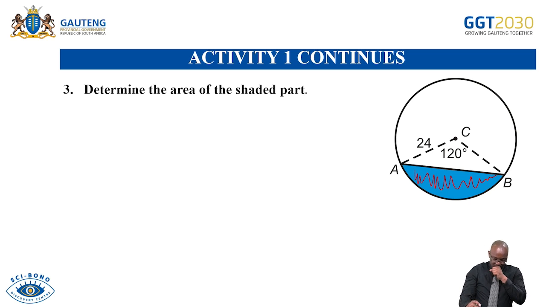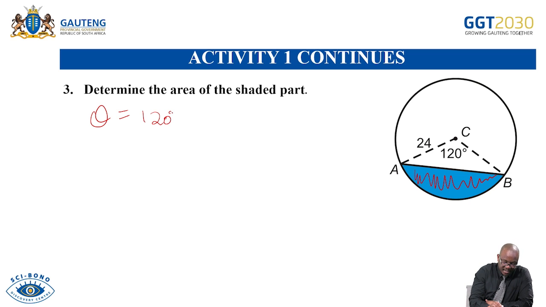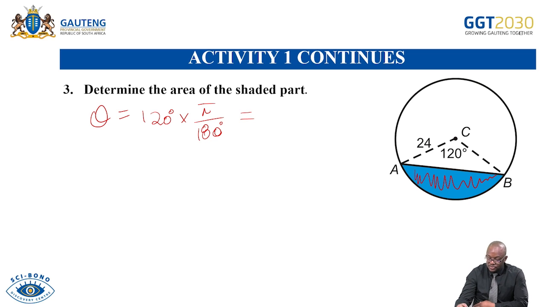The first thing that we know all the time is to convert our angle into radians. How do you convert degrees to radians? You multiply by pi over 180. So if you have 120 degrees, you multiply it by pi over 180.